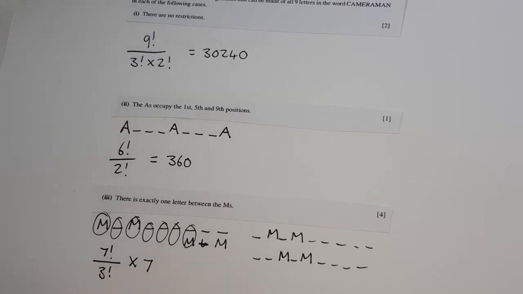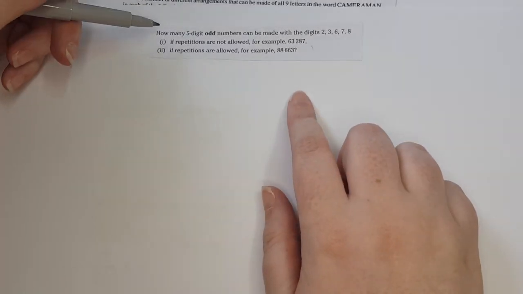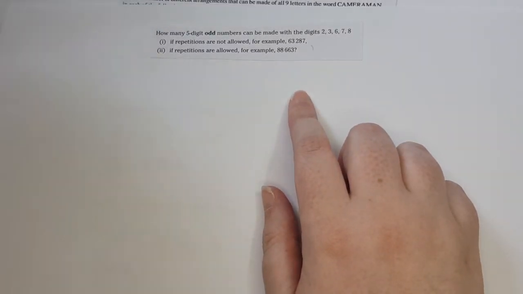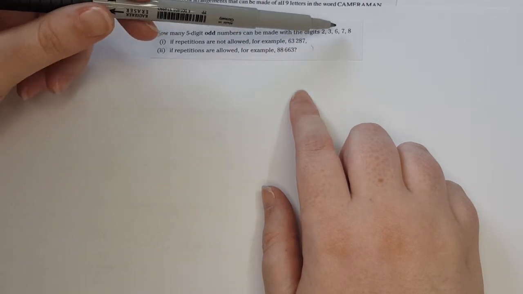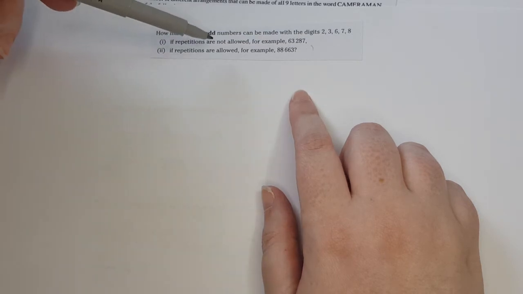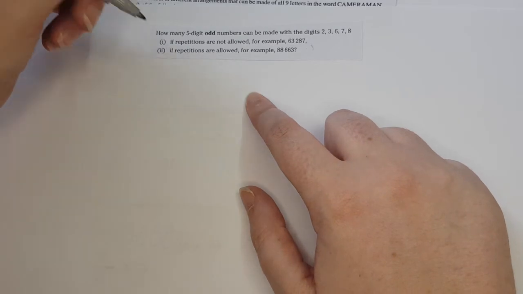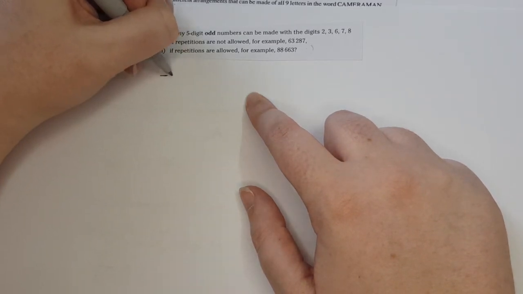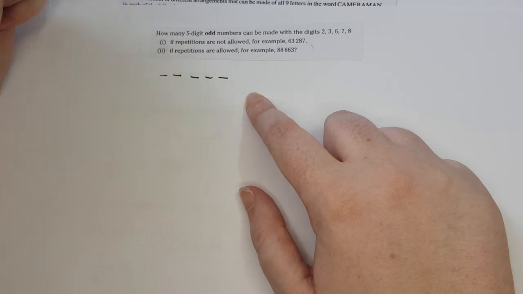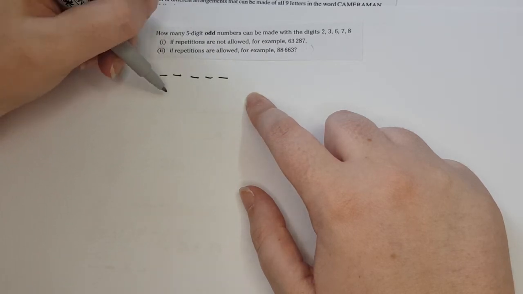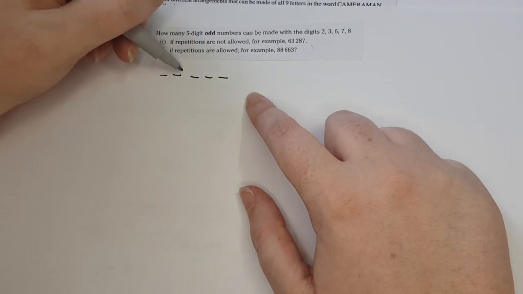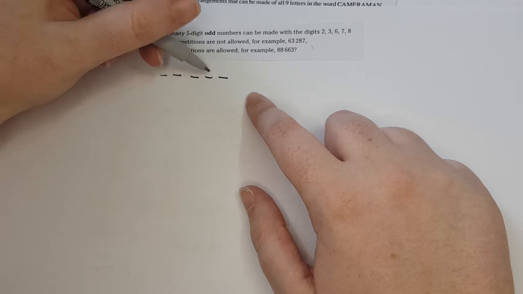If we look at another example, I can do exactly the same thing as I do with letters, but with my numbers. So here I have how many 5-digit odd numbers can be made with the digits 2, 3, 6, 7, and 8 if the repetitions are not allowed. If they're not allowed, that means that we're going to have each box, and you would put one digit in there, then the next digit, then the next digit, and so on.